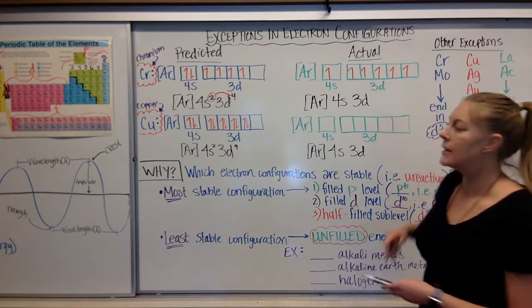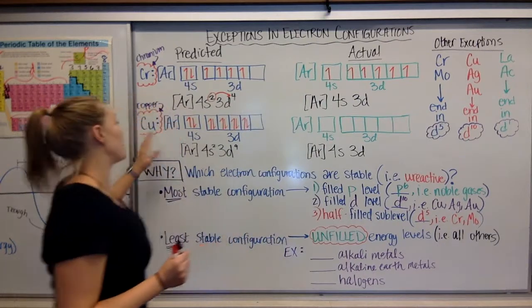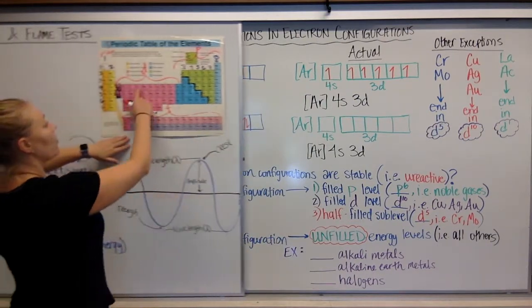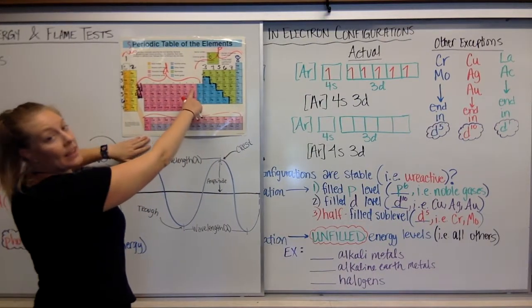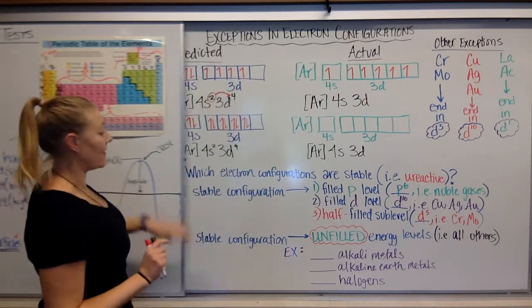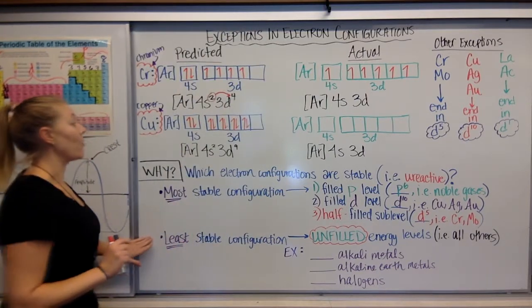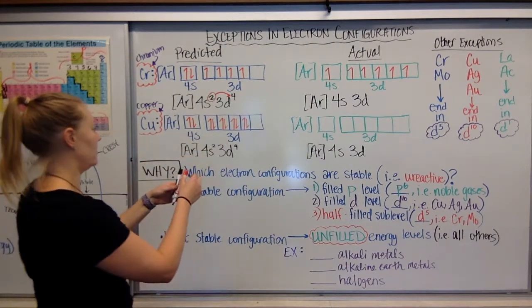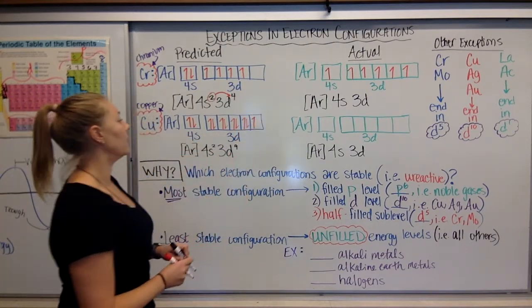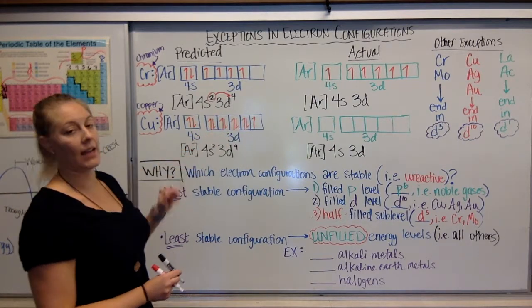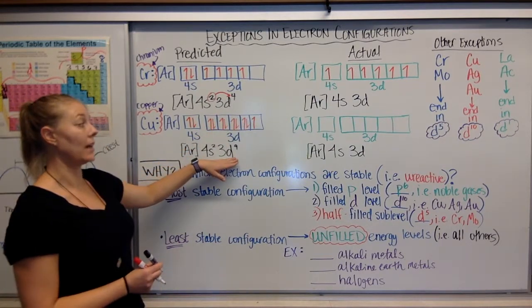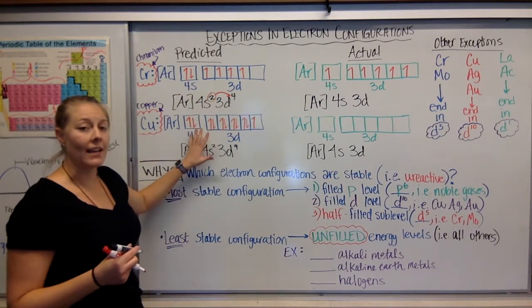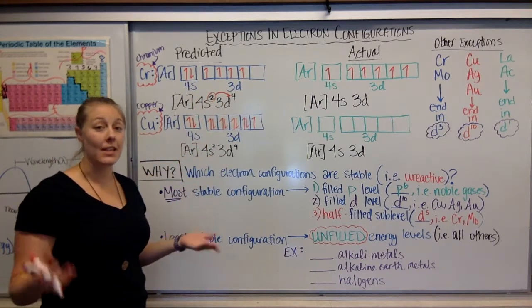Keep that in mind. The next one that we're going to look at is copper. Copper is the 9th element in 3d. So we predict, again, argon, 4s2, and 3d9. 2, 4, 6, 8, 9. So 4s2, 3d9. This is what we predict. It's not how copper actually is that we find.